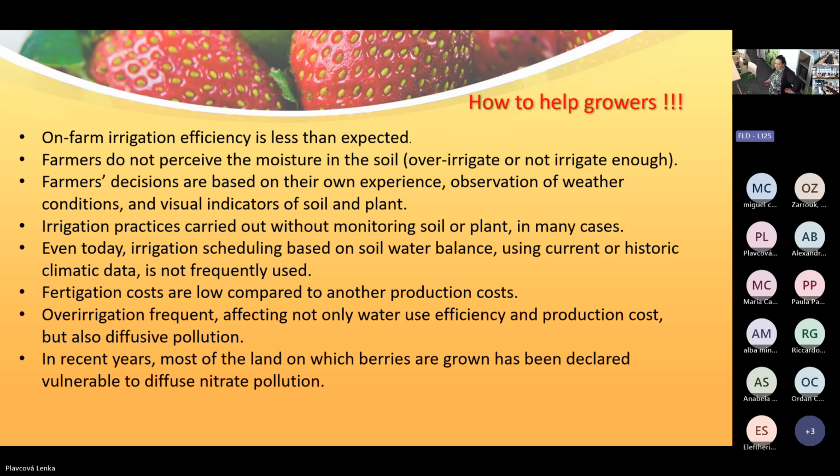Also there is a point about fertigation cost, which affects not only water use but also pollution. And in recent years, most of the land on which berries are grown has been declared vulnerable to diffuse nitrate pollution.